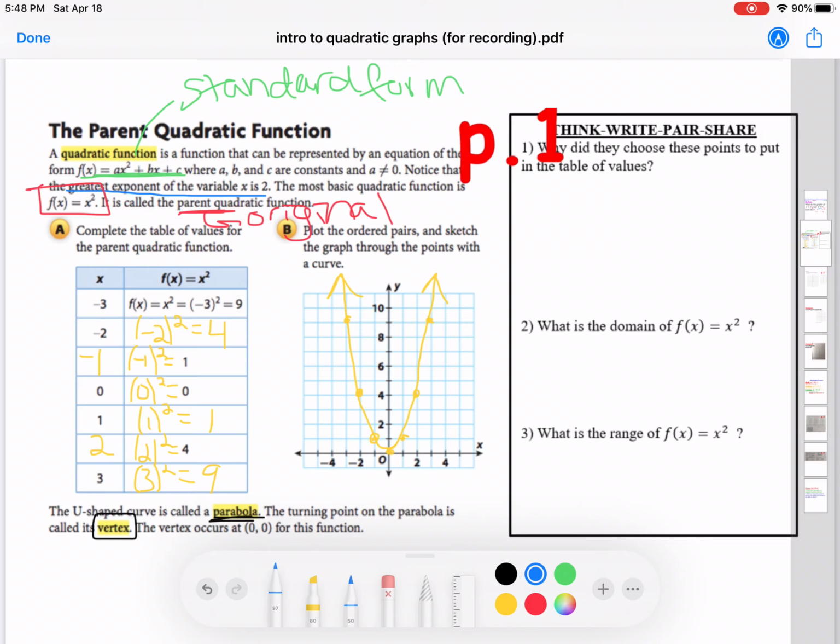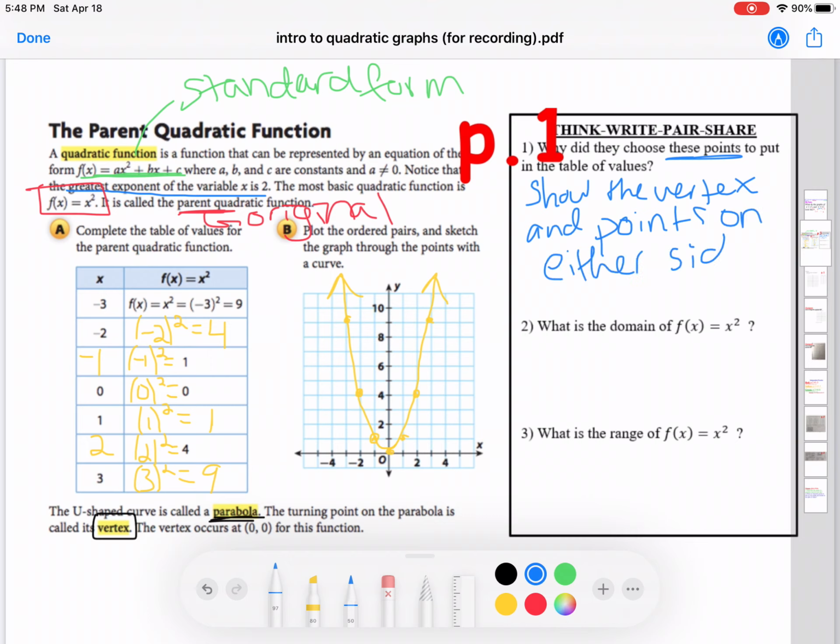Because there are a bunch of points we could have put on our graph, so why do we think that they chose these points? And for this, I'm going to say that these points here show the vertex and points on either side. So again, I kind of introduced that word vertex down here. It said that this is called the turning point.